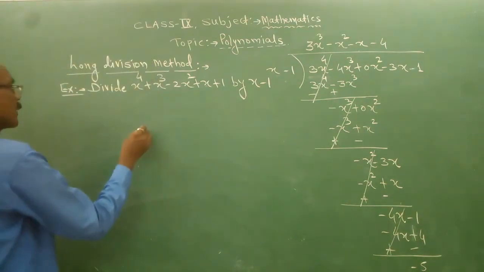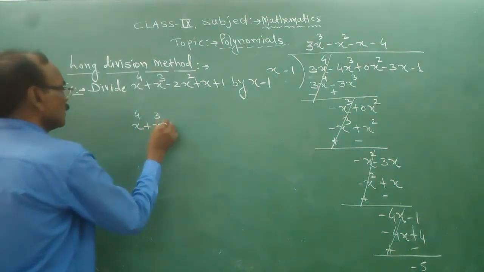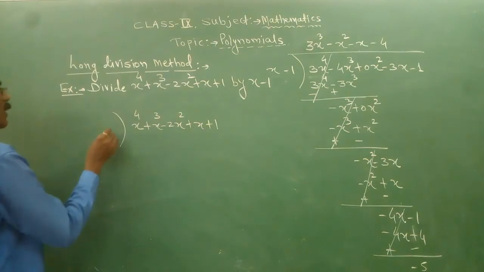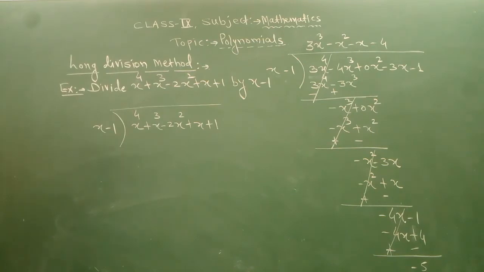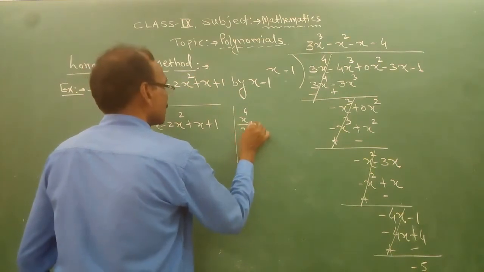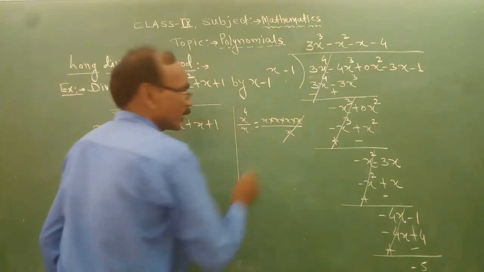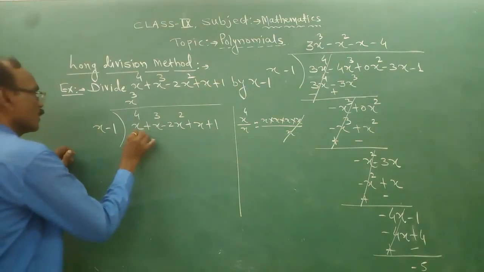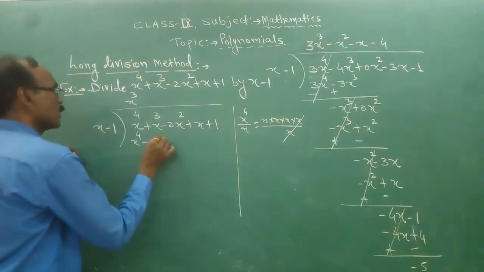So using long division method, x raised to the power 4 plus x cube minus 2x square plus x plus 1 divided by x minus 1. Okay, I am dividing this. So again you divide this first term x raised to the power 4 divided by x, that is x into x into x into x divided by x. One x will get cancelled, x cube. Into x is x raised to the power 4. Okay, then x cube into minus 1, that is minus x cube.